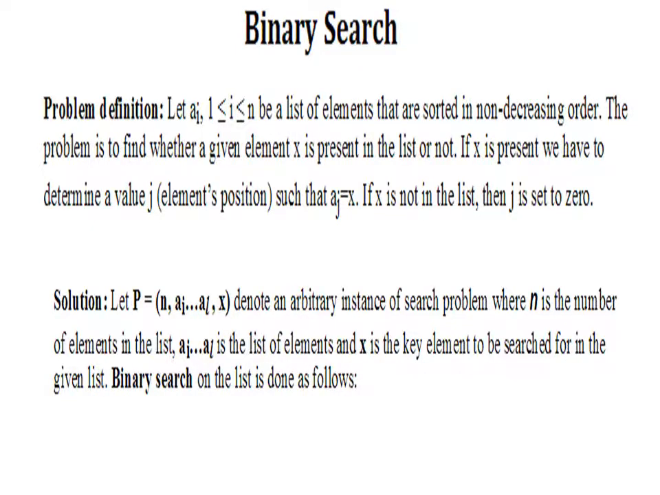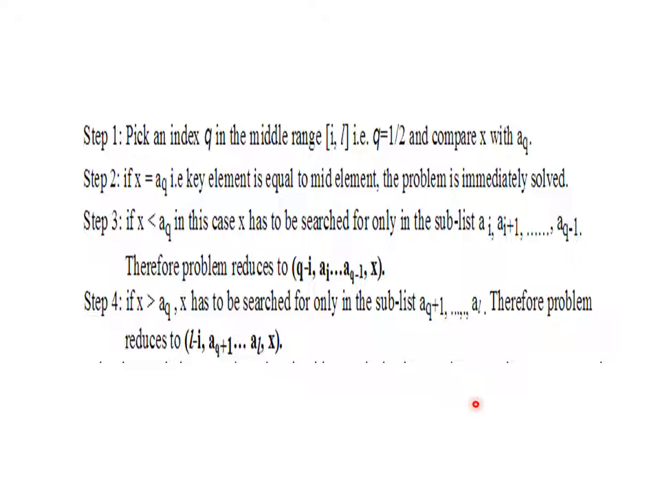Now, what is the main idea of the binary search technique? The main idea is that we will find the middle item in the list. In the first step, we find the middle element in the list. How to get the middle element? This is very easy. With the help of the lower index value and higher index value, add them and divide by 2, and we will get the middle item.